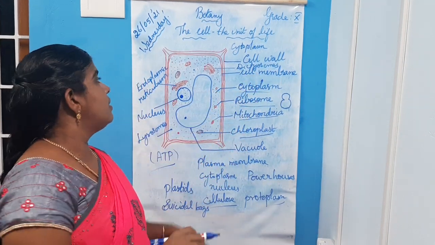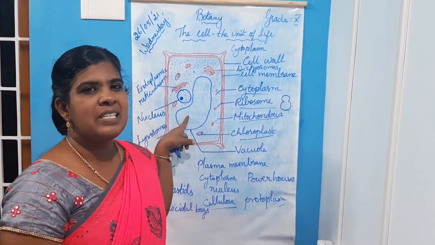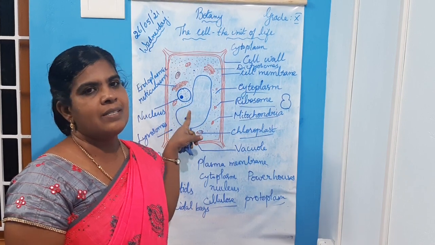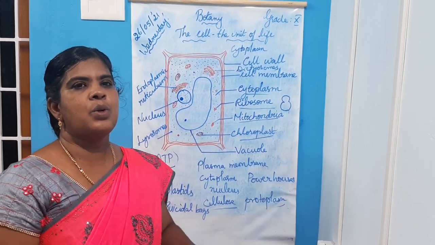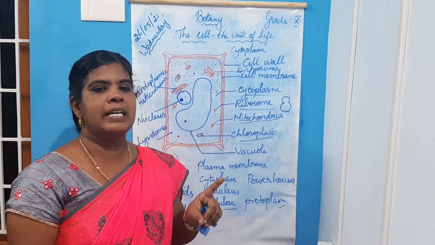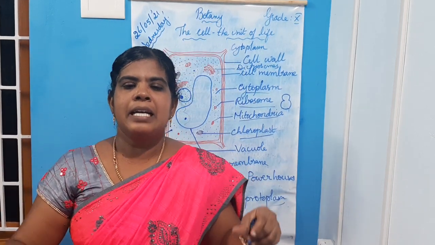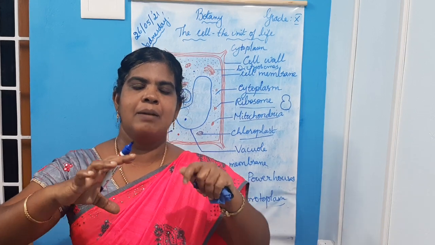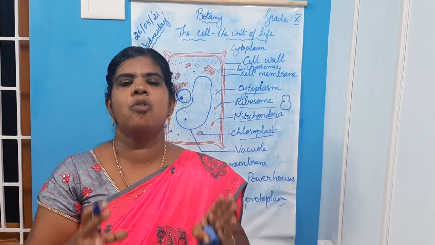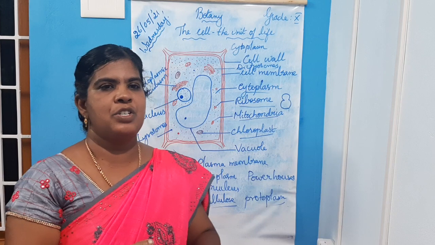Which is the controlling center of the cell? Nucleus. The nucleus is the controlling center of the cell. It controls all the cellular activities and helps to store the genetic or hereditary information.